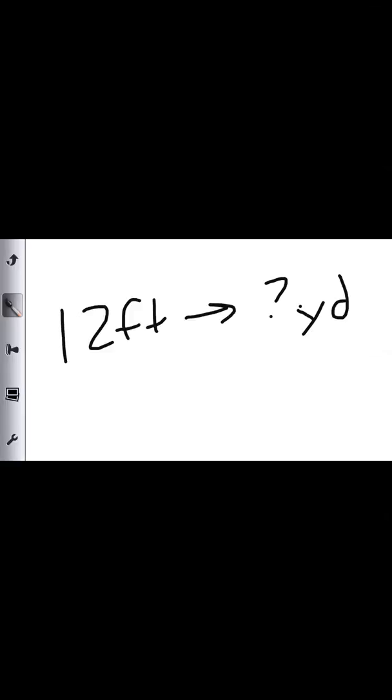All right, today we're going to look at converting a smaller customary unit to a larger customary unit. And so what we're going to look at is length today. The example that we're going to use today is 12 feet, and I want to convert that to yards. So how many yards is 12 feet? How many yards do we have with 12 feet?